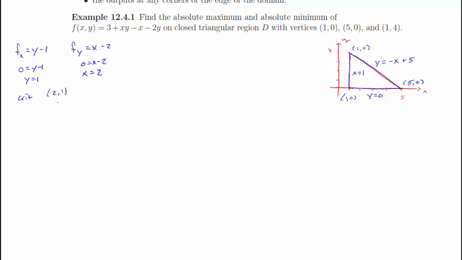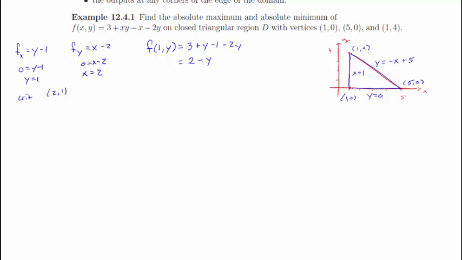And we'll plug this back into the function after we find any other criticals on our boundaries. So if we look now at this function, f of 1, y, so if we're looking on the line x equals 1, then I plug in 1 for x and I get 3 plus y minus 1 minus 2y, and this reduces down to 2 minus y.